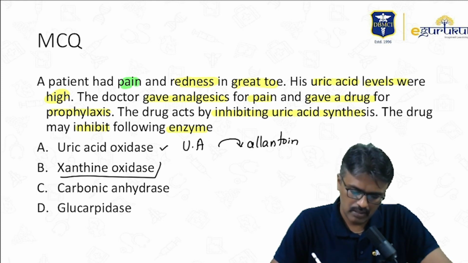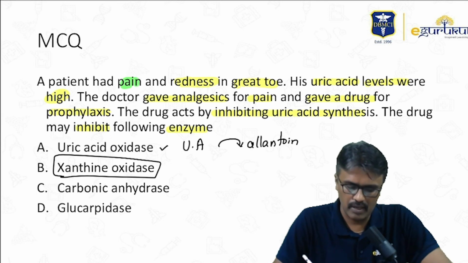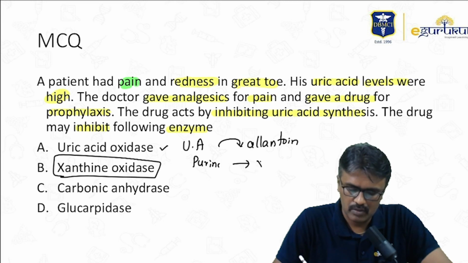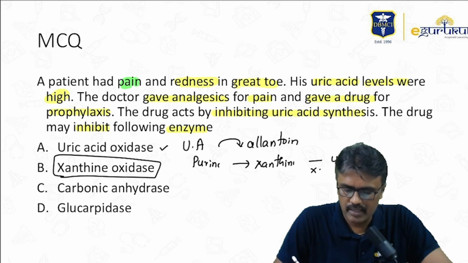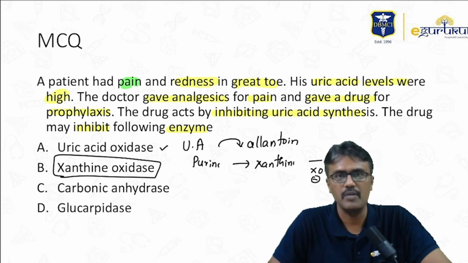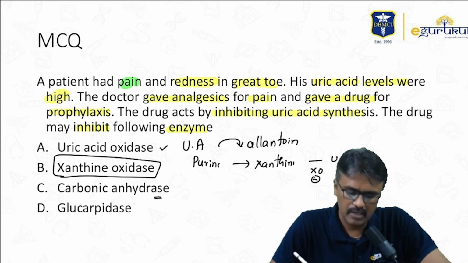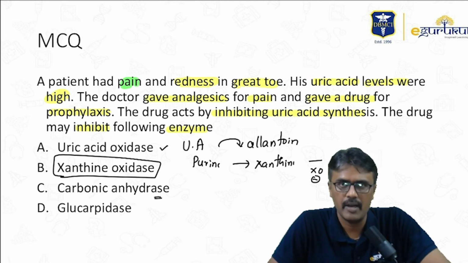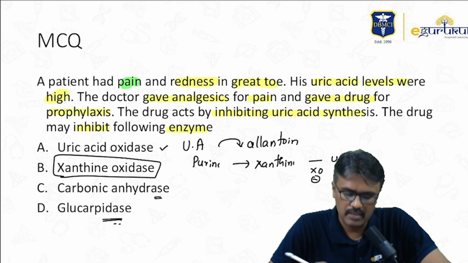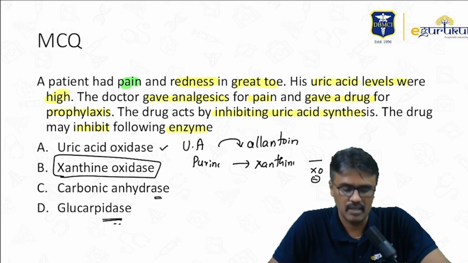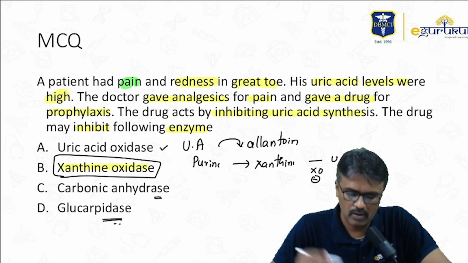Now xanthine oxidase is a rate limiting step, particularly in the metabolism of purine to xanthine and xanthine to uric acid. There is an enzyme called xanthine oxidase. If that is inhibited, uric acid synthesis is decreased. What is the drug which inhibits that? That is none other than allopurinol, and one more is febuxostat. Carbonic anhydrase is inhibited by acetazolamide, and glucarpidase is an enzyme used to treat methotrexate toxicity. So the answer for this question is xanthine oxidase.